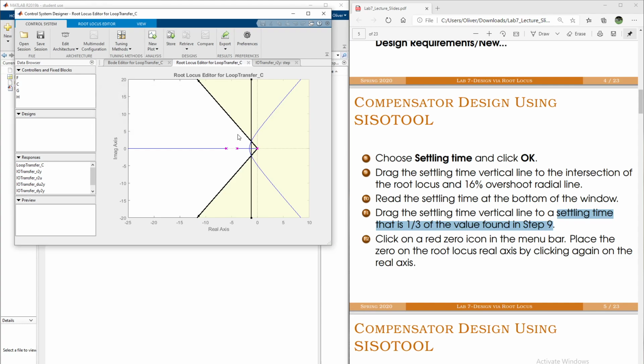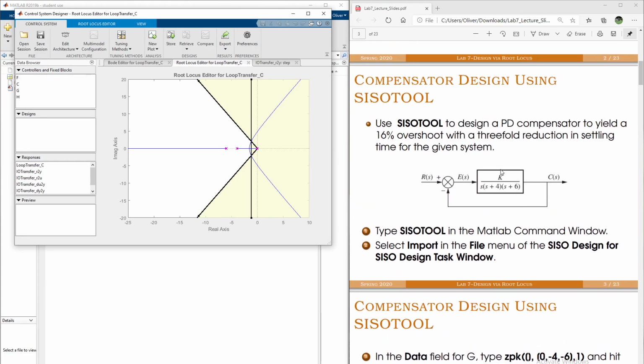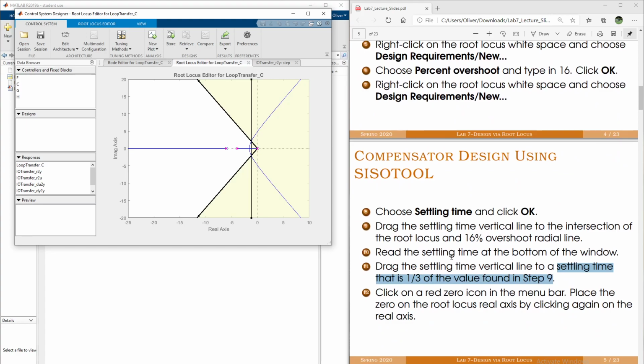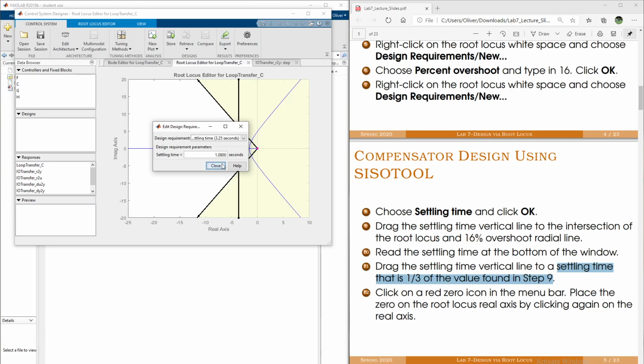And so we want 1/3 of that, right? So if we have our current system, it looks like this. If we have a k value such that we have 16% overshoot, our settling time is going to be 3.25 seconds. We want to reduce that by 3. So 3.25 divided by 3 is 1.08. And so what I'm going to do is move this line to 1.08 so that it has 1.08 seconds. Okay, now we have a problem because we can't get 16% overshoot and a settling time of 1.08 at the same time. It just doesn't work out.